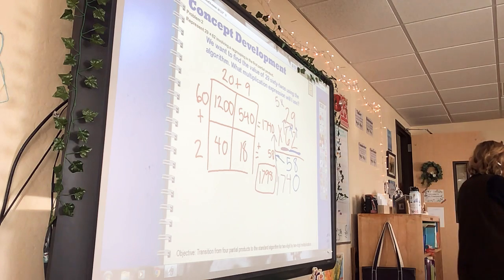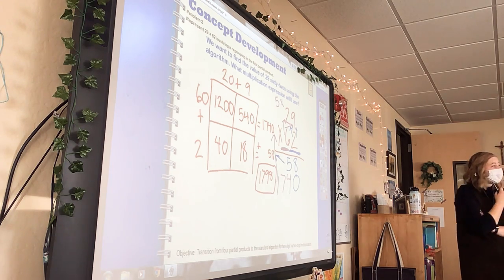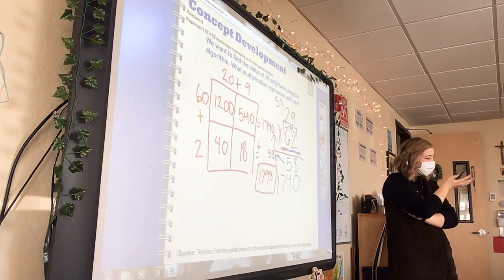Also, in the algorithm, you're multiplying the same parts that you see in the area model. Exactly. Yeah, that's great. That's exactly what I want you to notice. If we don't notice it, it's okay, but that's exactly what I want you to see.